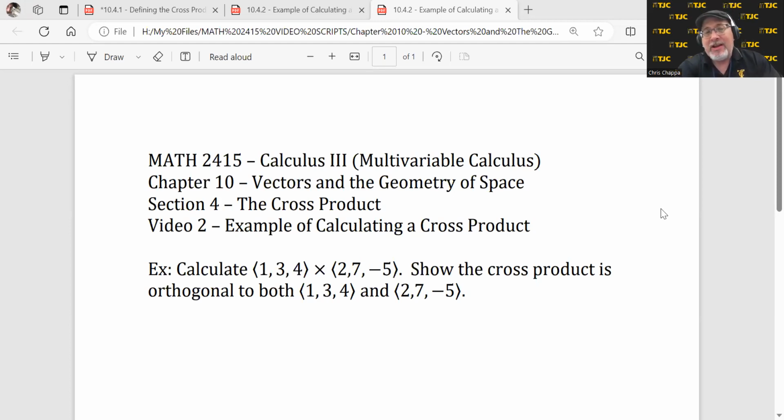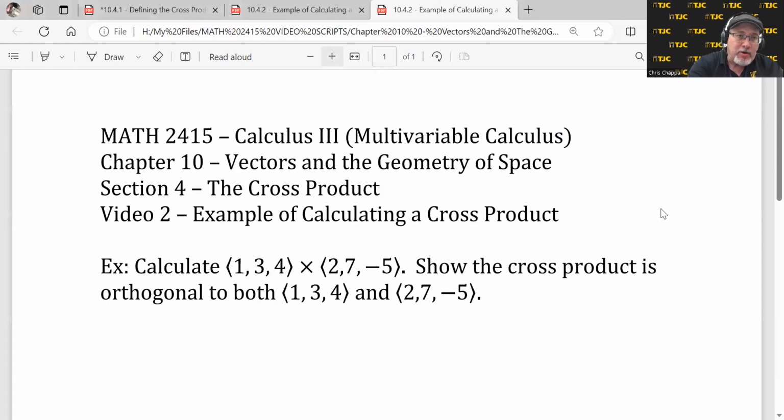So for our example, we're going to calculate the cross product of the vector 1, 3, 4 and the vector 2, 7, -5. Then we're going to verify that the cross product, the resulting vector, is orthogonal to both 1, 3, 4 and to 2, 7, -5.